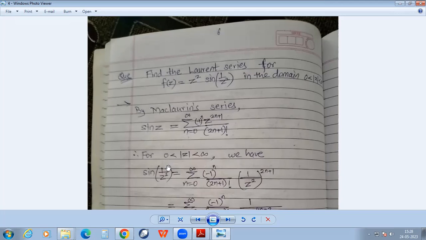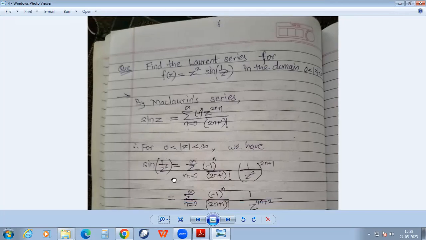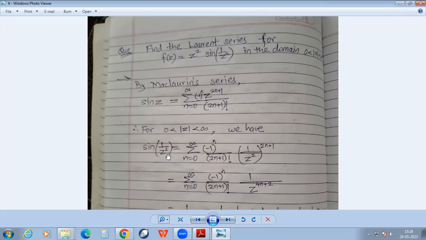Followed me? We are excluding the origin. So this is an annular region. And within this annular region, again our sine with 1 by z square is analytic. And now you can see sine of 1 by z square. I can expand this way. I just replaced z by 1 upon z square.